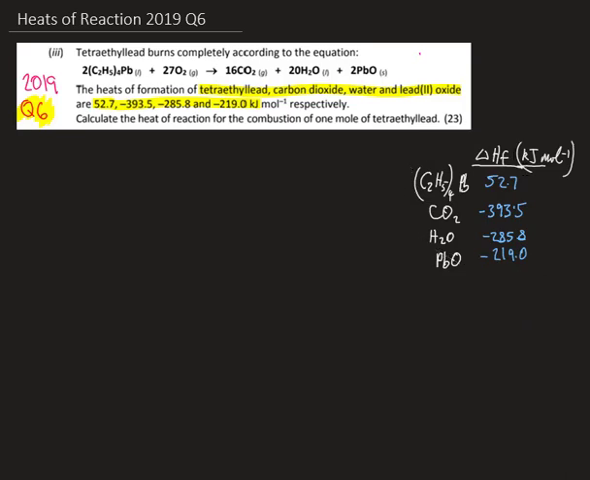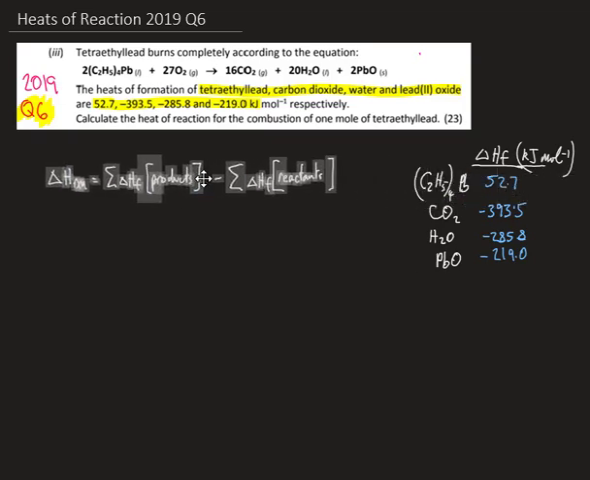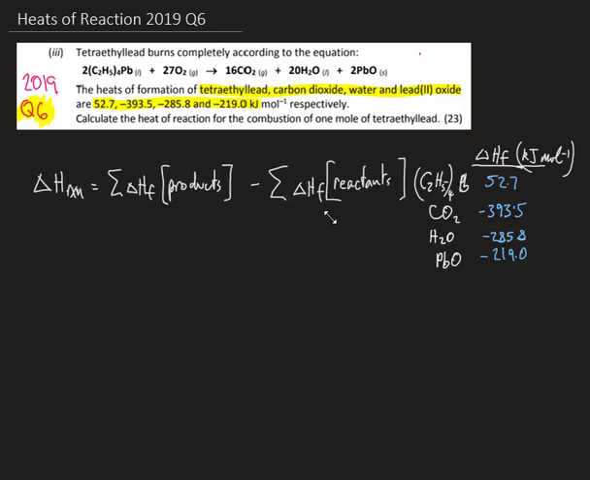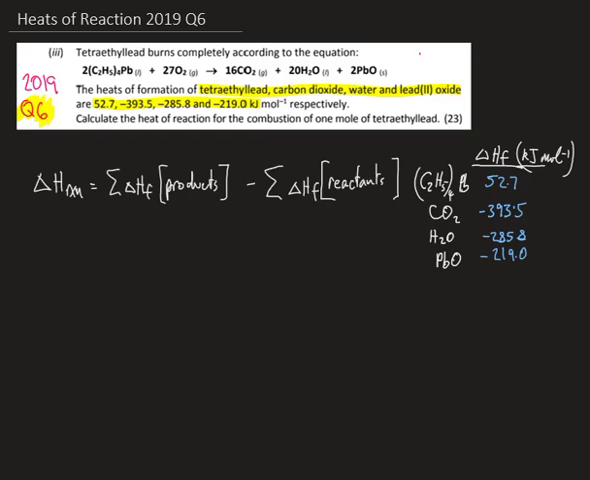Okay, next thing I do, I'll just bring in the formula that I use. This isn't given in the log tables book, so you need to know it. What we've got here is the change of the heat of reaction. So the heat of reaction equals the sum of the heats of formation of the products minus the sum of the heats of formation of the reactants.